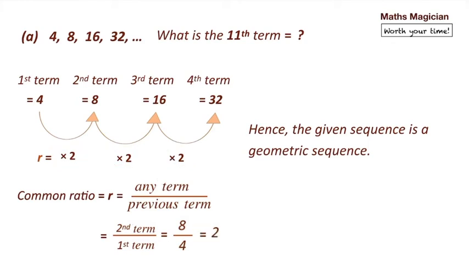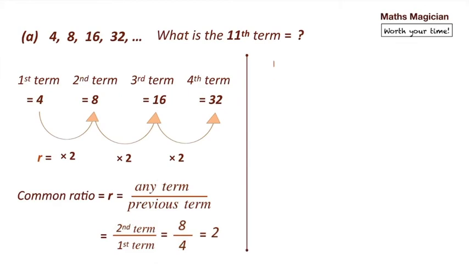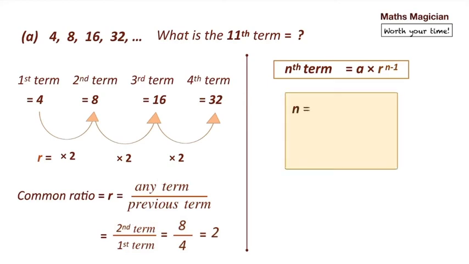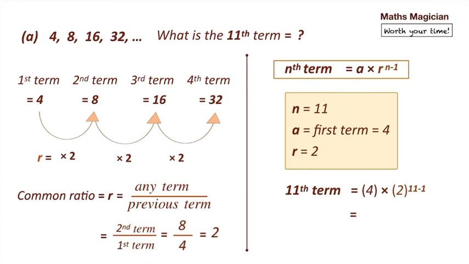Now, formula with which we can find any term in a geometric sequence is nth term is equal to a multiplied by r raised to the power n minus 1, where n is the term number we want to find, equal to 11, a is the first term of the sequence, equal to 4, and common ratio r is 2. Putting values in the formula, 11th term is equal to 4096.